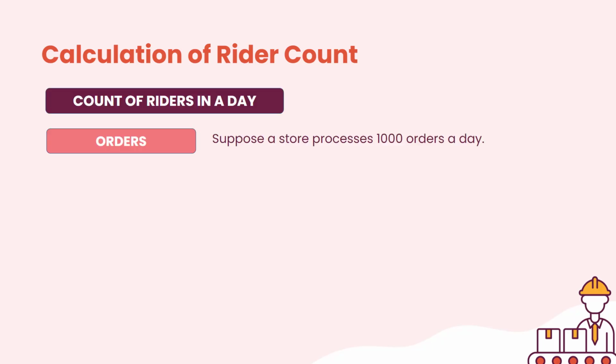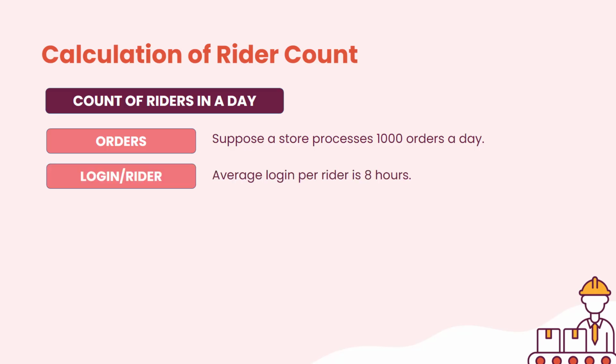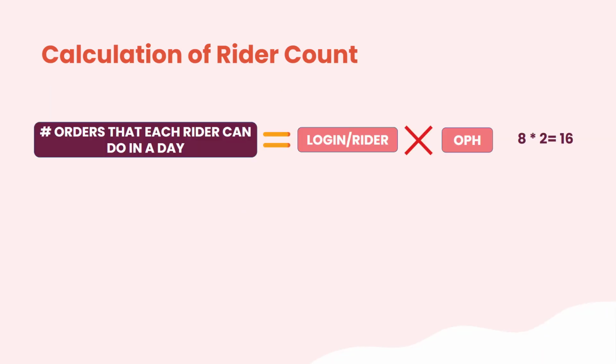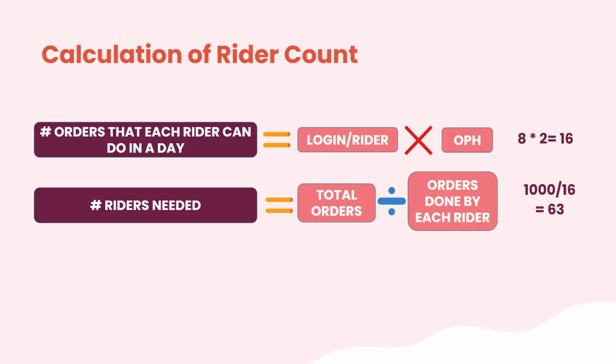Suppose there is a store that does approximately 1000 orders daily. In this store, the average login per rider that we discussed in the last video is 8 hours. Also, orders per hour or OPH that a rider can do in the store is 2. Hence, the number of orders that each rider can do in a day is login per rider into OPH, which is 8 into 2 equals 16. The number of riders needed will be total orders divided by orders done by each rider, which is 1000 divided by 16 equals 63.